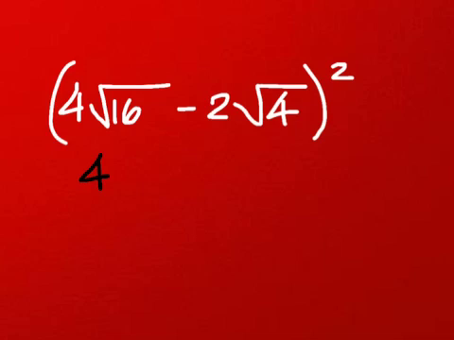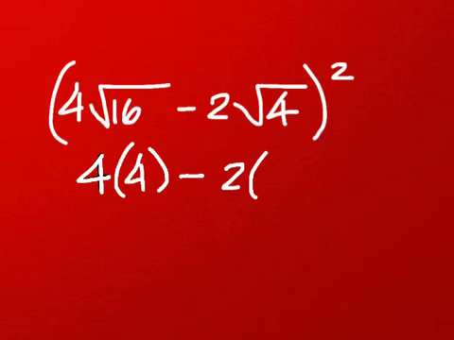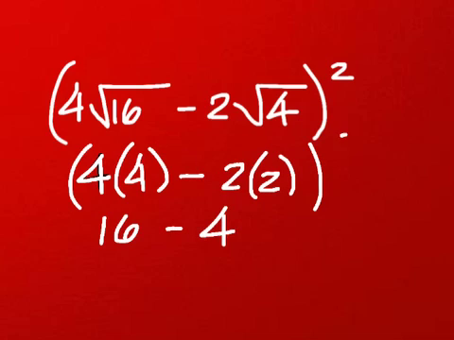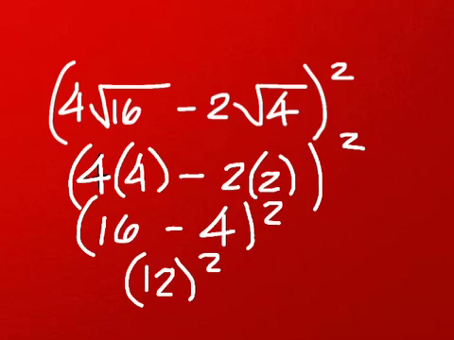For the bonus, you should have 4 times, need a white marker there, 4 times 4 minus 2 times 2. That is 16 minus 4. Square the result. Answer is 144.